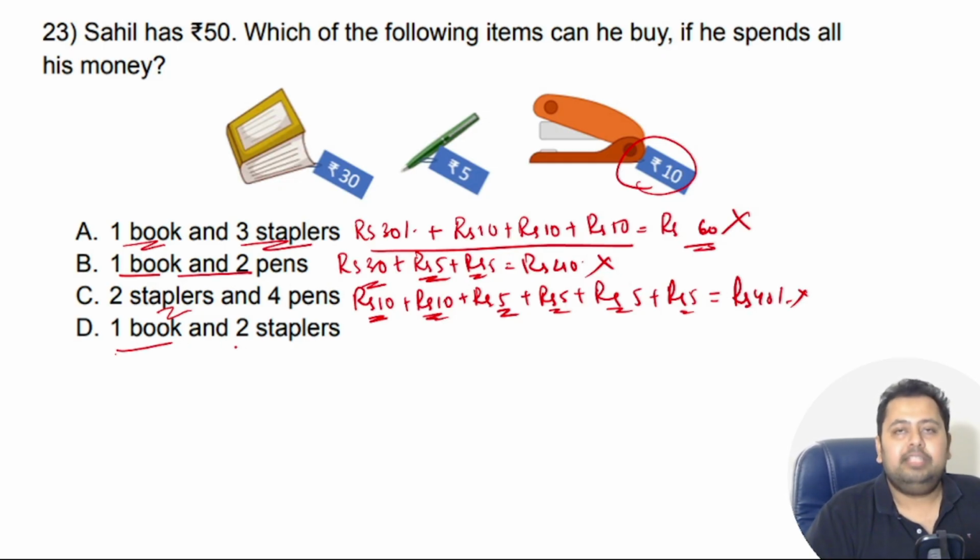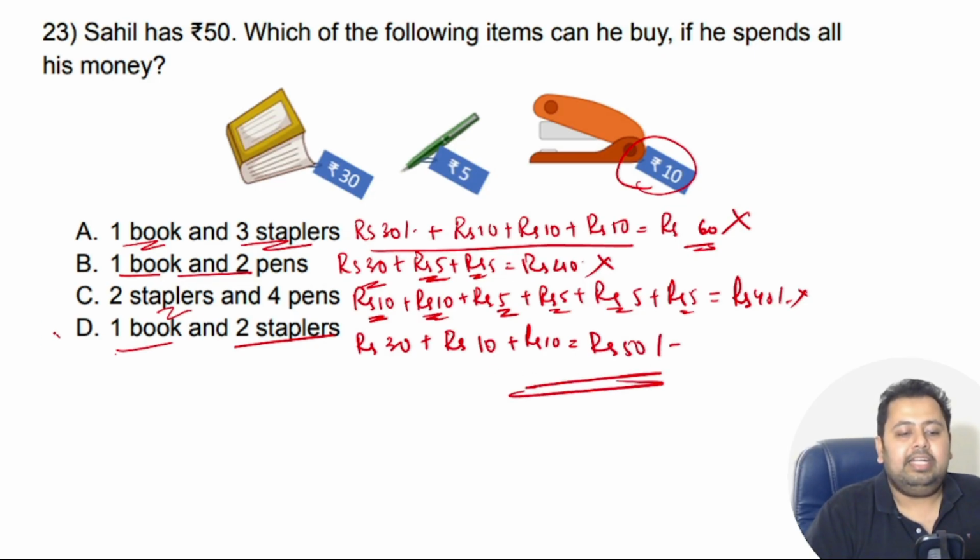Now come to option number D. So option number D has one book, that is rupees 30, plus two staplers. Stapler number 1 costs rupees 10. The second stapler costs rupees 10, another rupees 10. So total is rupees 50. Option D is the correct answer. I hope you got it correct. If you did, give yourself a star.